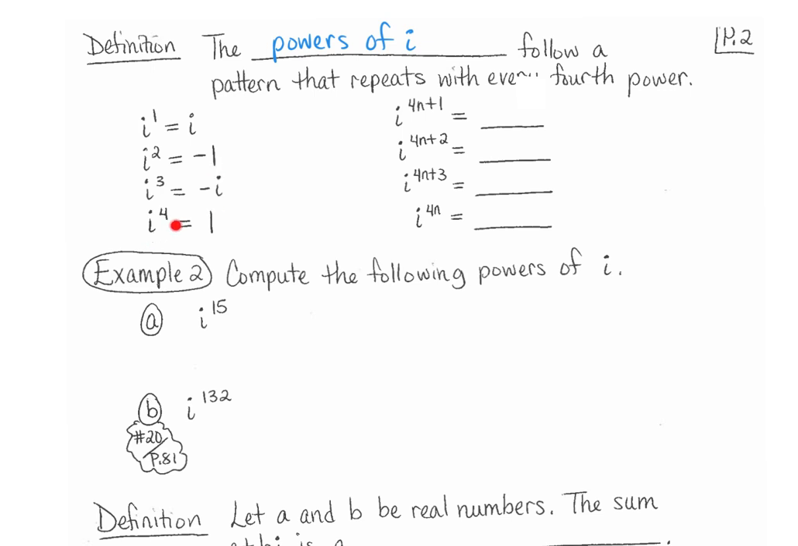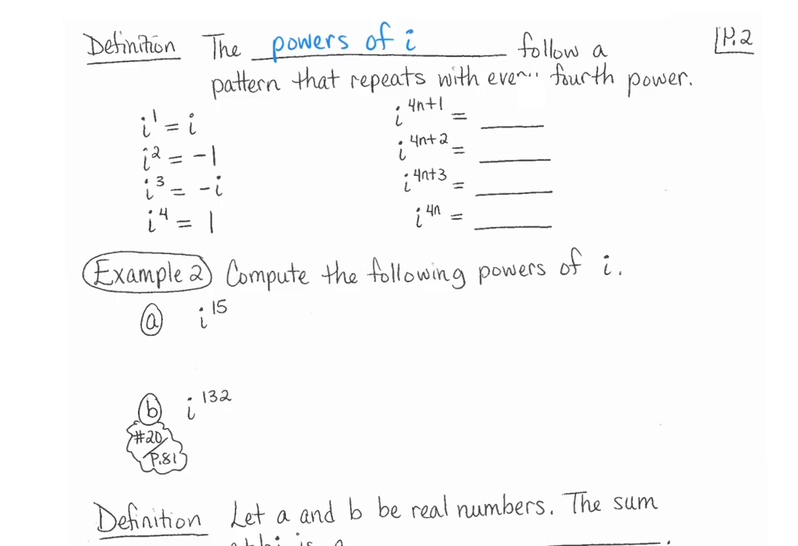And then I to the fourth means we take I cubed and we multiply it by I. That gives us -I squared. But I squared we know is what? -1. Negative times -1 is a +1. That's where that came from. So if I asked you to compute I to the 5th, it's going to be I. I to the 6th, -1. I to the 7th, and you're going to keep going.